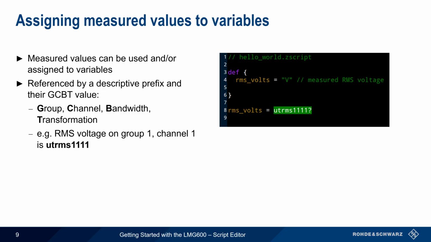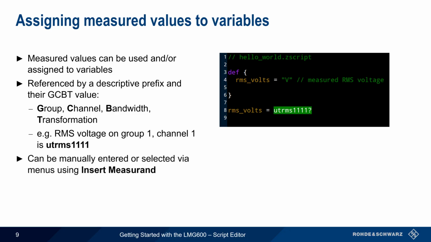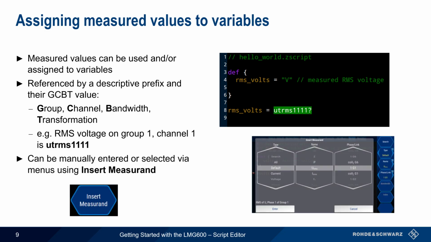These measurand names can be manually entered, but a more convenient way of doing this is by pressing the Insert Measurand button and then choosing a value from the graphical list of available measurements. This will insert the proper reference into the script at the chosen point.